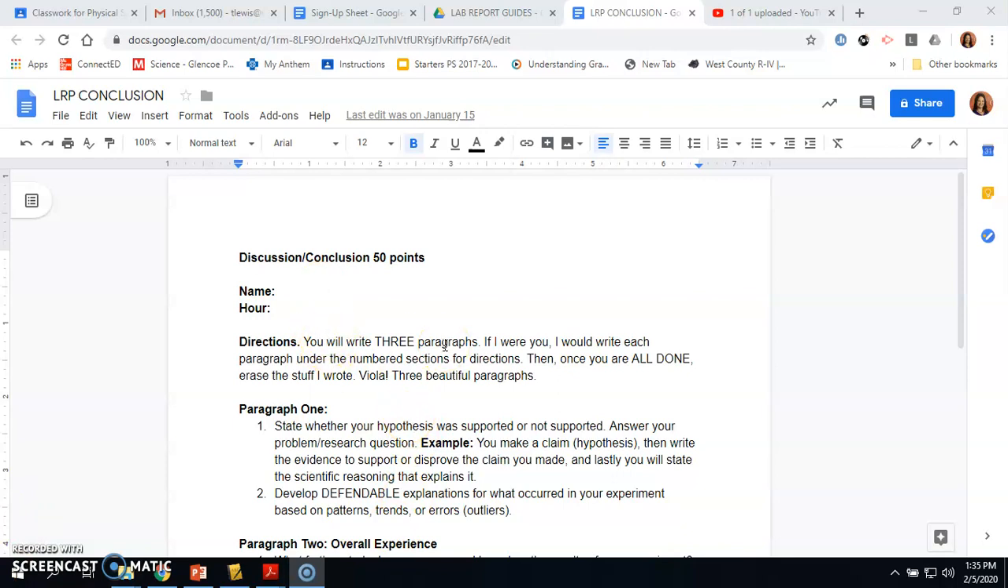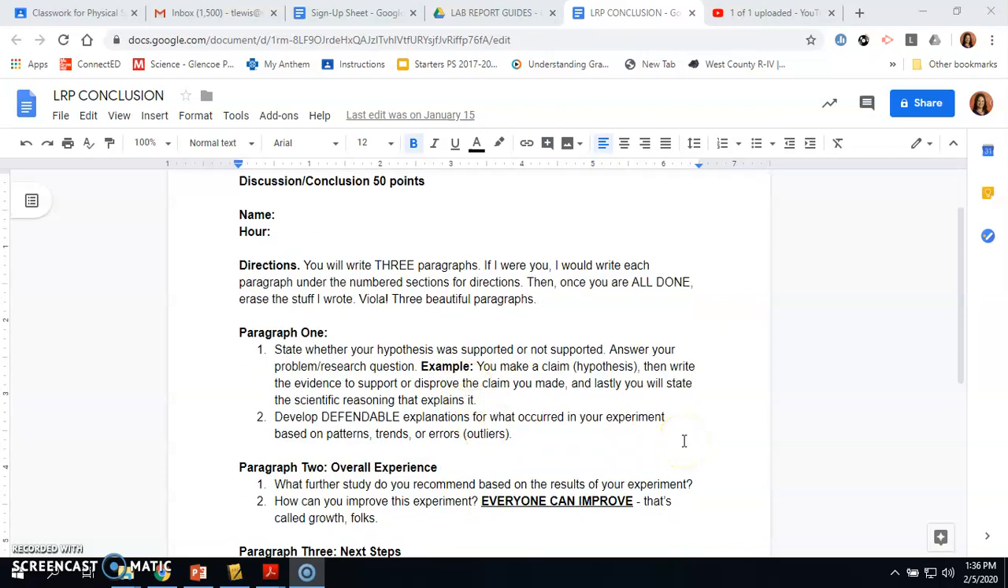You're going to write 3 paragraphs. If I were you, I would write each paragraph under the numbered section for directions. Then, once you are all done, erase the stuff I wrote. Voila! 3 beautiful paragraphs. Does that make sense? So let's take a look at paragraph 1.